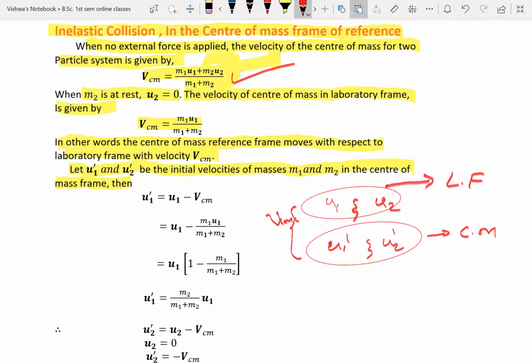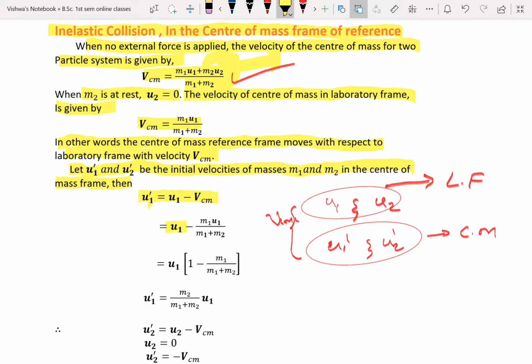Because these two frames are moving with respect to one another, by the transformation equation, u1' = u1 - v_cm. So what is u1'? This is the velocity of the first object in the center of mass frame of reference. u1 is the velocity of the first object in the laboratory frame of reference. That is, we are comparing these two frames of reference.